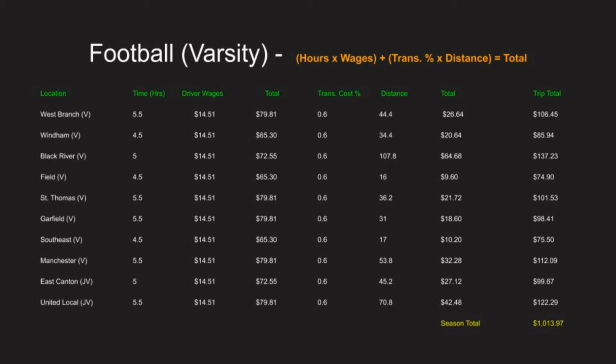Once we have found these two quantities, $79.81 and $26.64, we then add those two totals together to create our trip total cost. The cost for that total trip was $106.45. Again, going down the list, you'll see the trip totals for the entire high school football program, including varsity and JV schedules, for a season total for the two at $1,013.97.